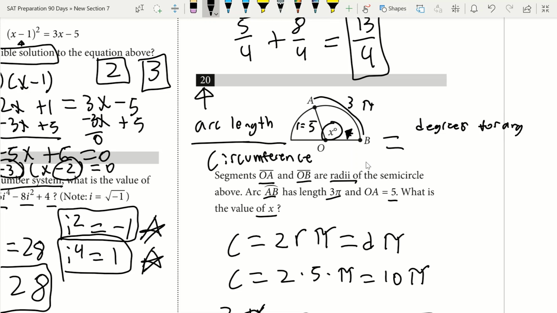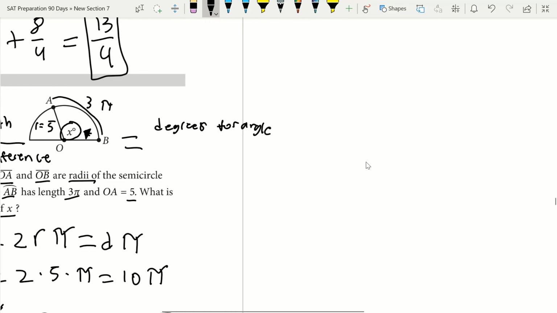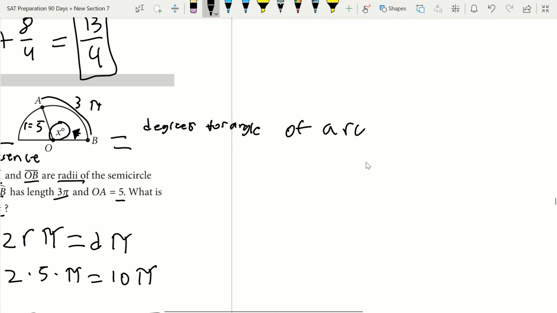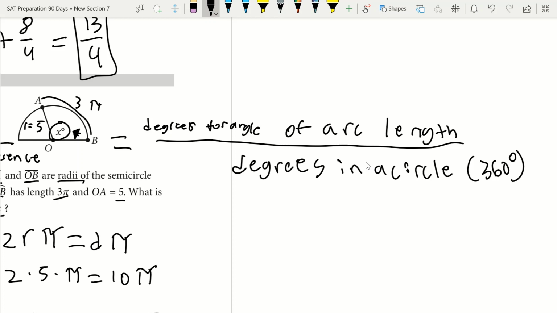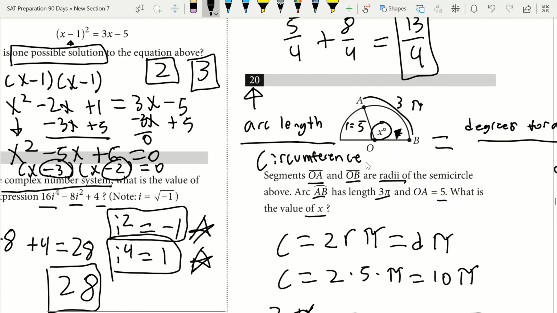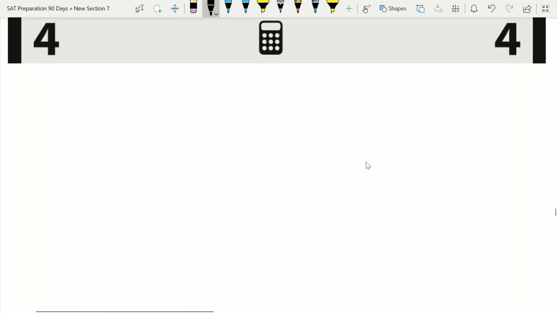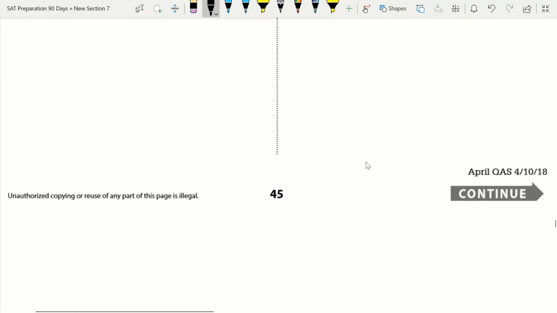Degrees for angle of arc length over degrees in a circle, which is always going to be 360. So you could write degrees in a circle, or you could just write 360 degrees, right? It's going to be 360 degrees. Okay, so you can put that in your notes if you would like. Now we can go ahead and move on to the math with calculator section. So we're going to do problems 16 through 22 here.